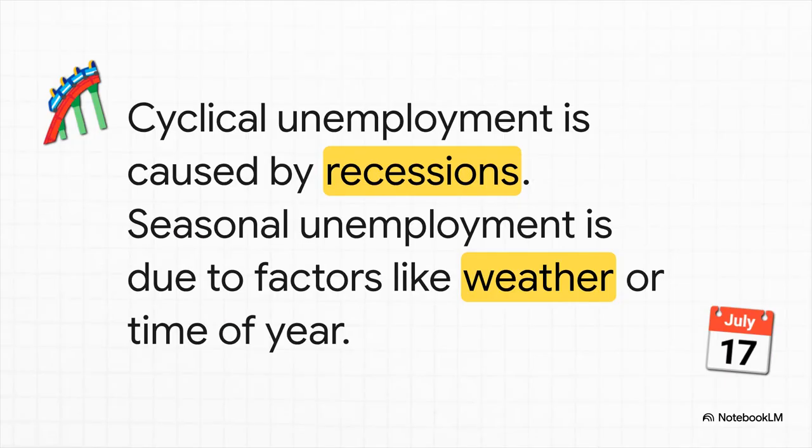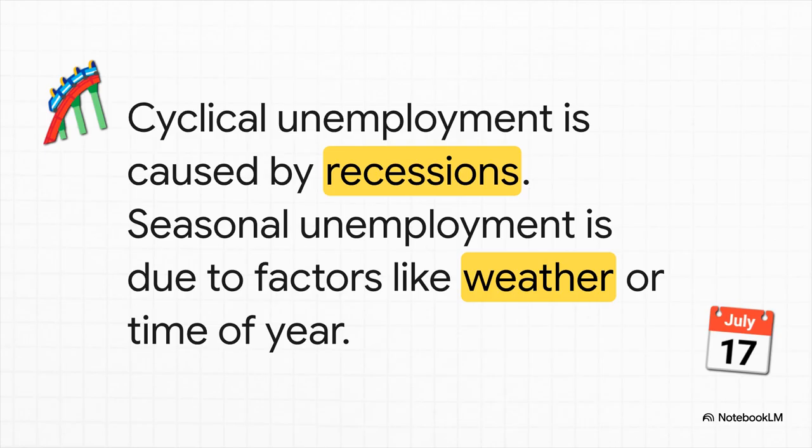The other 2 are pretty easy to grasp. There's cyclical unemployment. This is the kind that shoots up when the whole economy hits a rough patch, like during a recession. And last, you've got seasonal unemployment. This one's super predictable, right? Think about landscapers in January or ski instructors in July.